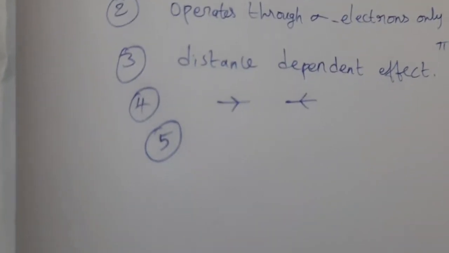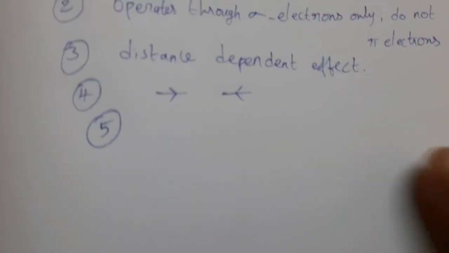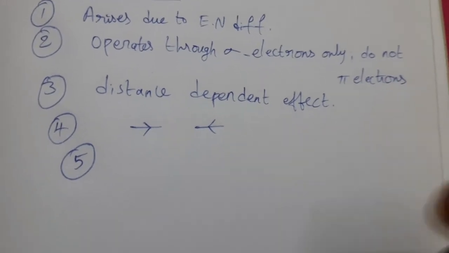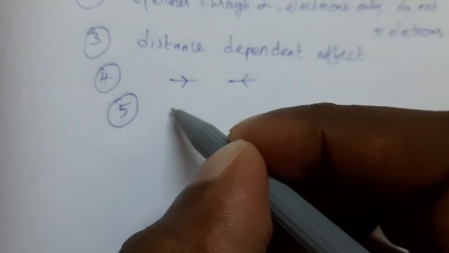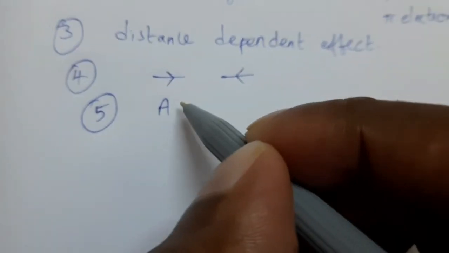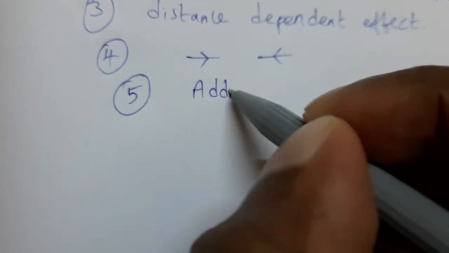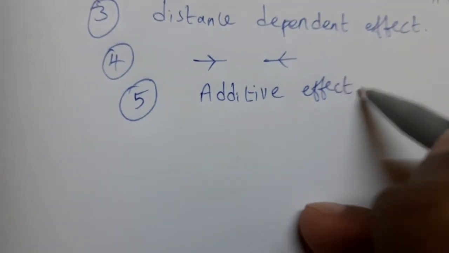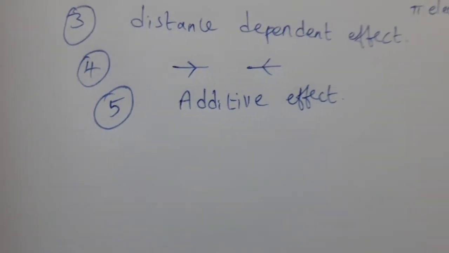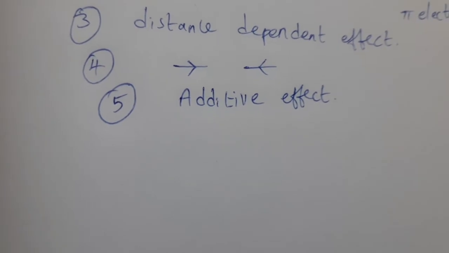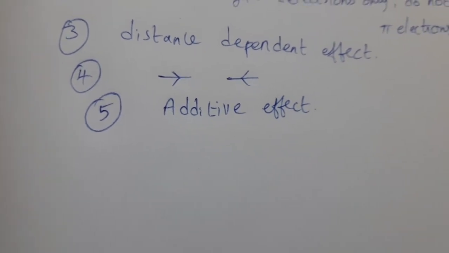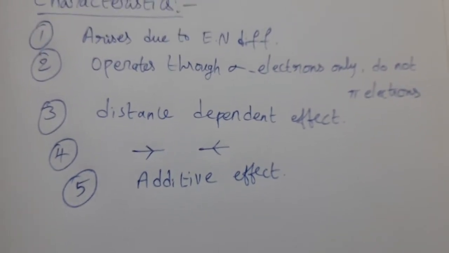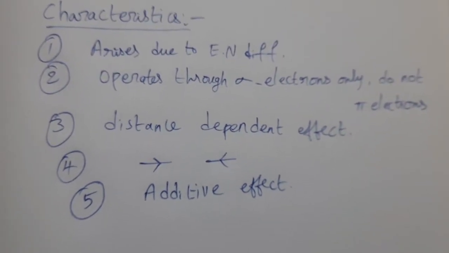And next one, it is an additive property, additive effect. Additive effect means it is related to direction, in which direction inductive effect is developed. So based on the direction, we can get a resultant inductive effect.